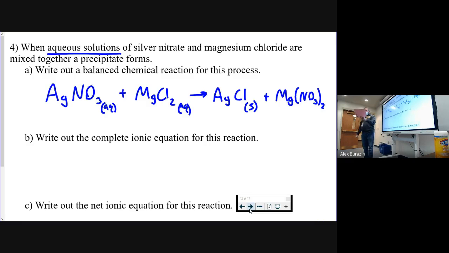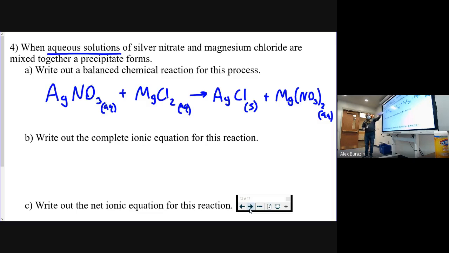The magnesium nitrate is aqueous. It's soluble. If you look up nitrate on this chart, on the back of last year's periodic table, nitrate doesn't matter what it's with. It's soluble. Aqueous. Now, this is a perfectly okay way of writing a chemical reaction, but it's not the most accurate way of writing a chemical reaction when it involves ions and aqueous solutions.